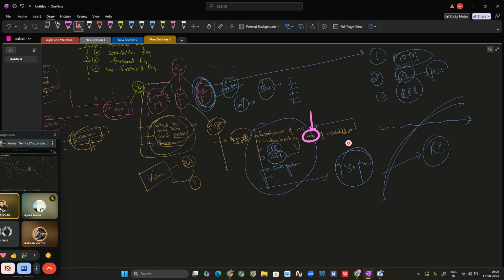ठीक है, इतना समझ में आई? Hope that any questions as of now? किसी का कोई क्वेश्चन अभी तक? No. Crystal clear requirement gathering? Yep. ठीक है, यहीं से ही you will get the scenario-based questions.